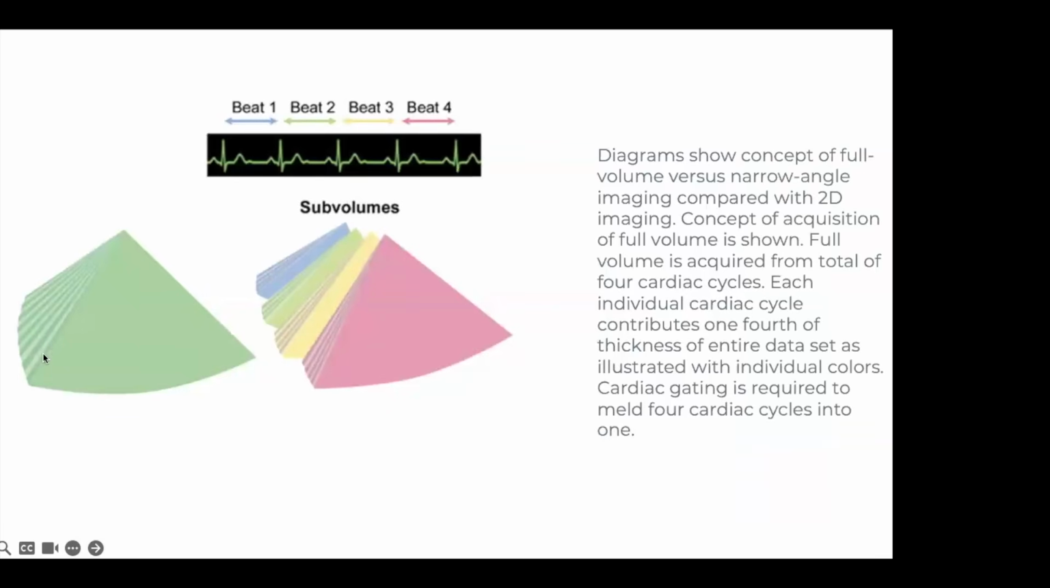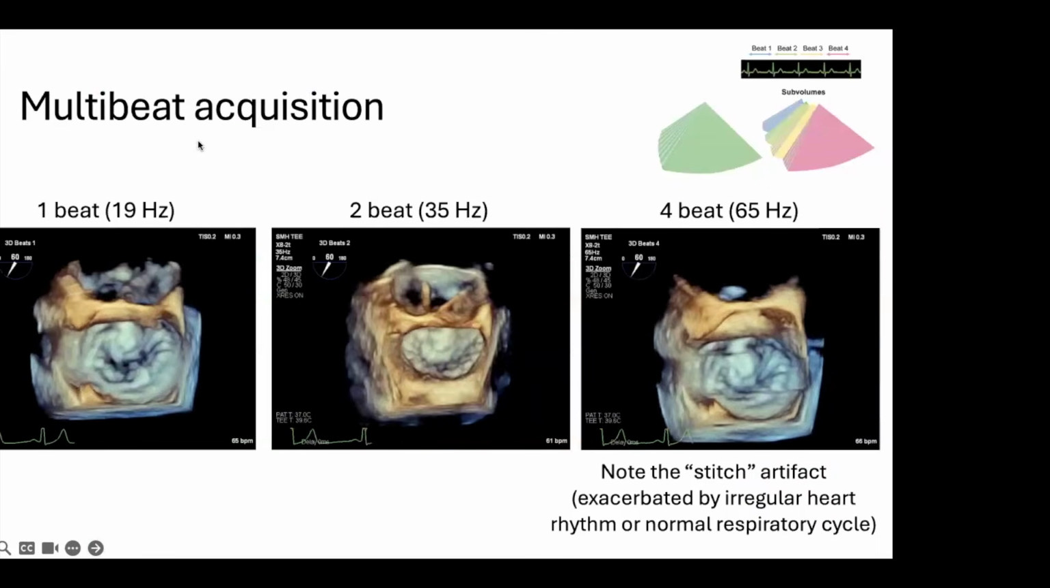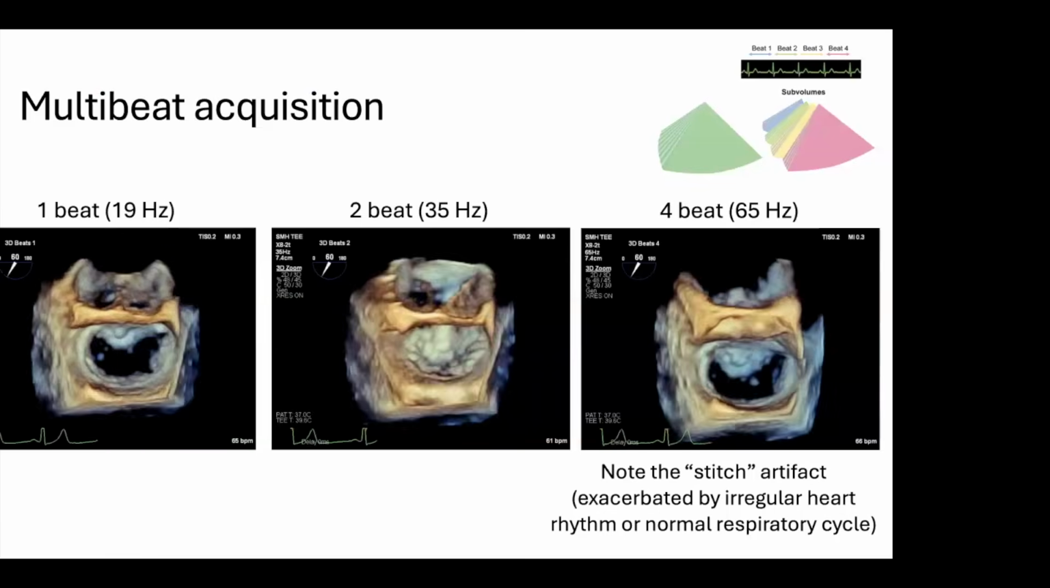The way this will work is instead of acquiring your 3D image as one large pyramid acquired each beat, it will acquire 4 smaller pyramids and then stitch them together, where one pyramid is acquired with 1 beat, another pyramid is acquired with another beat, etc. And then it stitches them together so that each individual pyramid is smaller, so your frame rate and your resolution goes up.